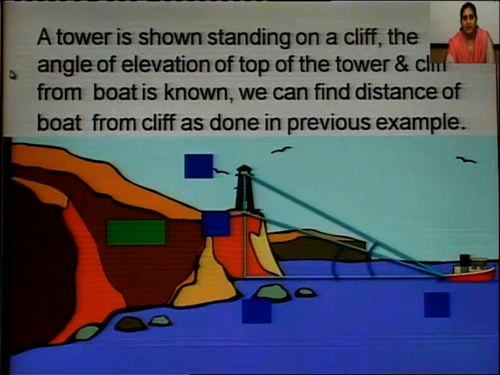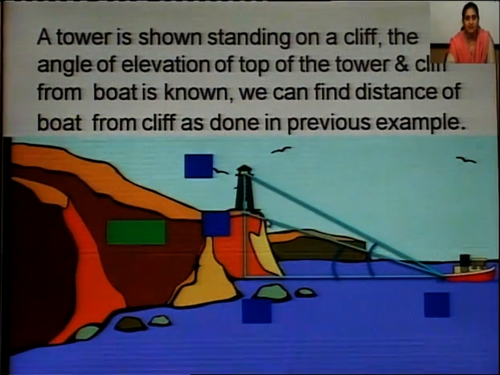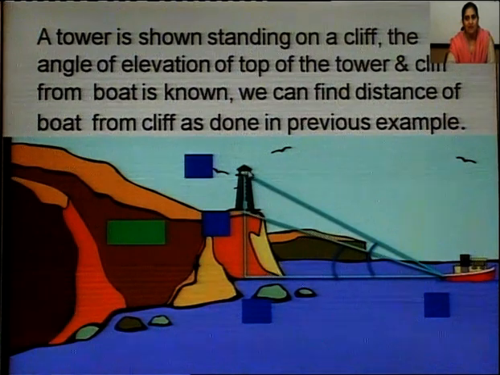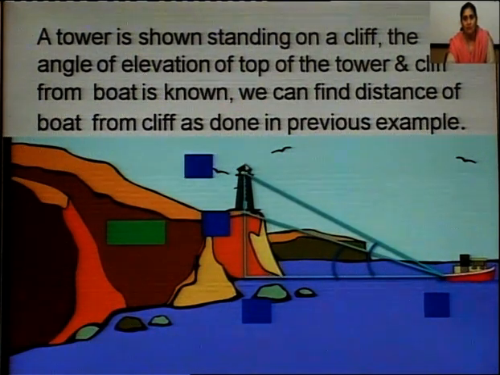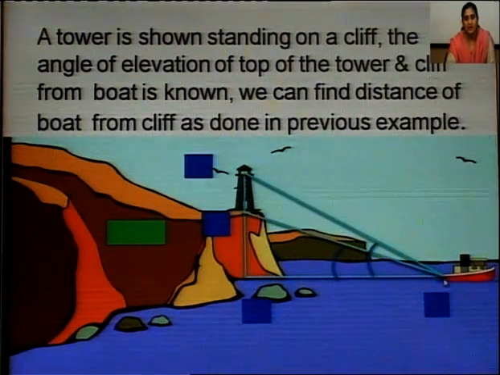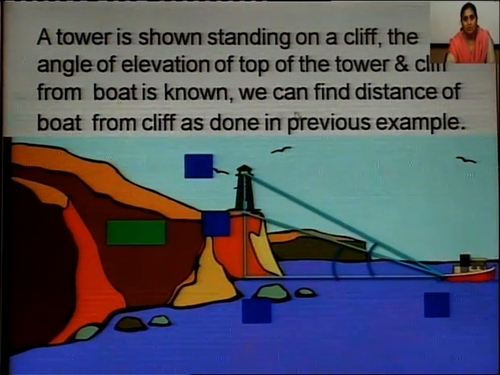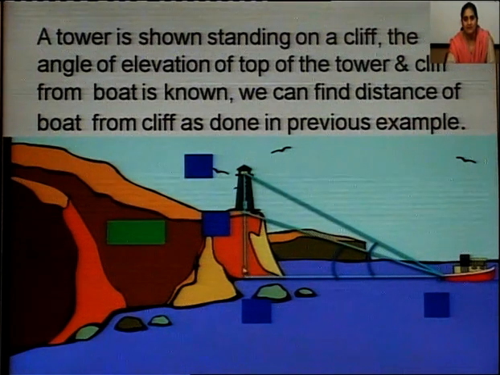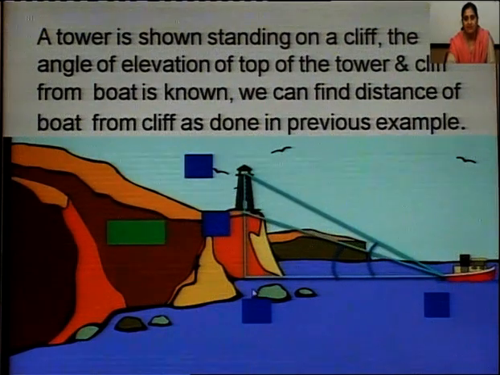In a similar way, a tower may be standing on top of a cliff. This is the cliff, and there is a tower standing on top of it. We take the angle of elevation of the top of the tower and of the top of the cliff from the boat. This is the boat. If we know these two angles, then we can find the distance of the boat from the cliff. As we have done in the previous example, we can find the length of the cliff as well as the distance of the boat from the cliff.